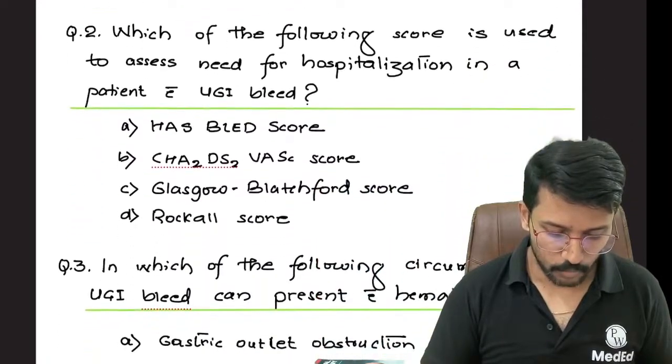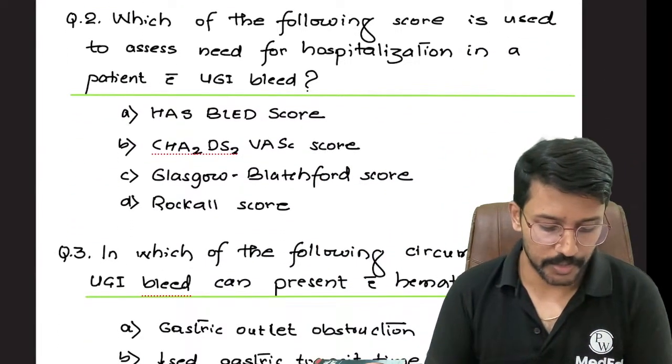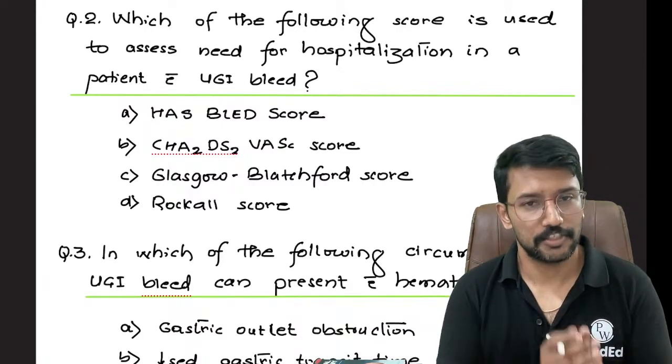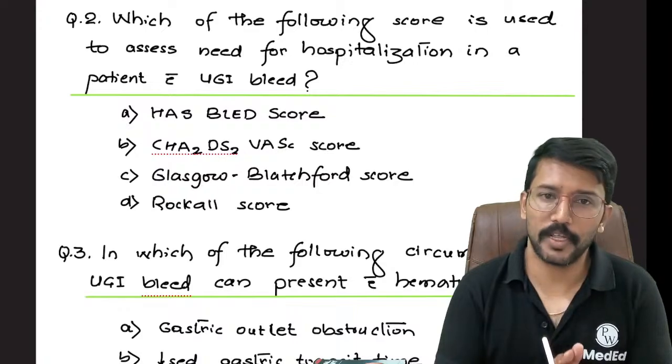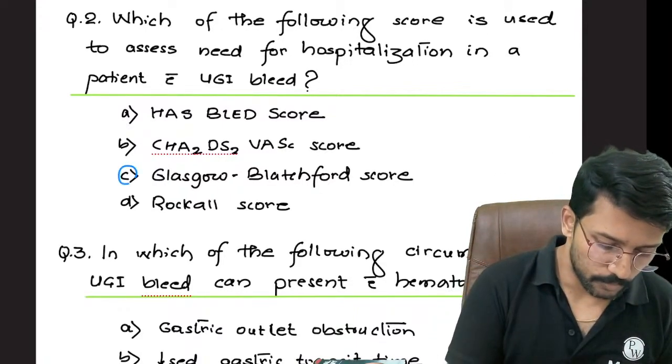Okay, here is one more question. Which of the following scores is used to assess the need for hospitalization in a patient with upper GI bleed? We have HAS-BLED, CHA2DS2-VASc score, Glasgow-Blatchford score, and Rockall. And I think all of you know it. It is going to be Glasgow-Blatchford.